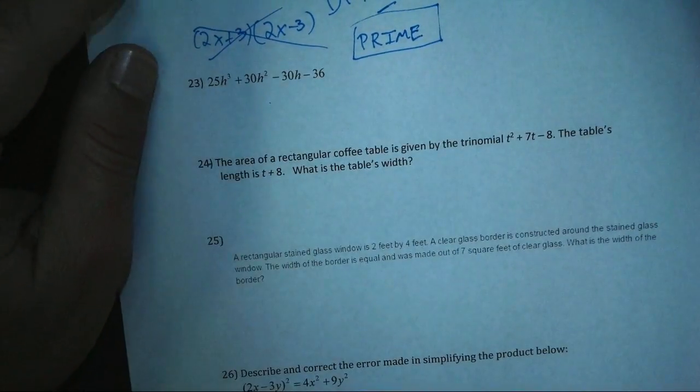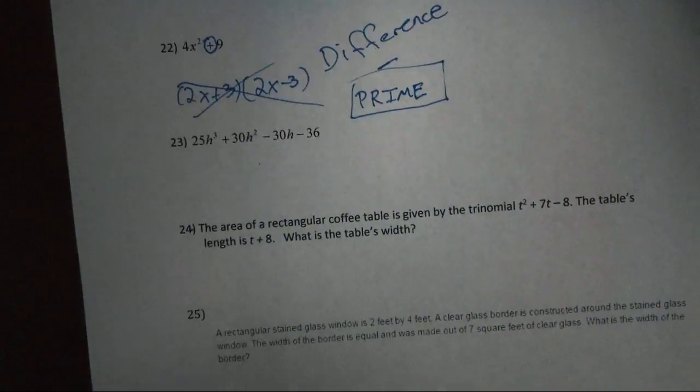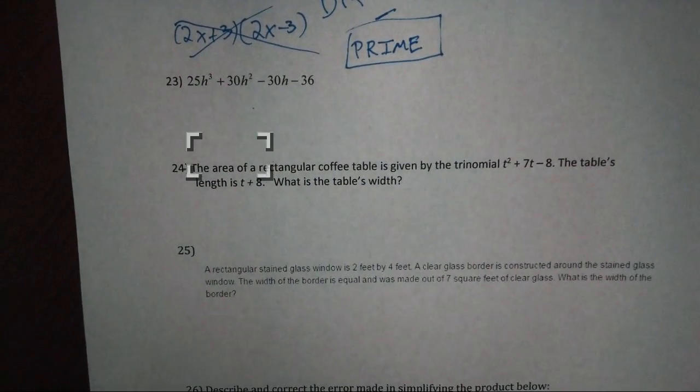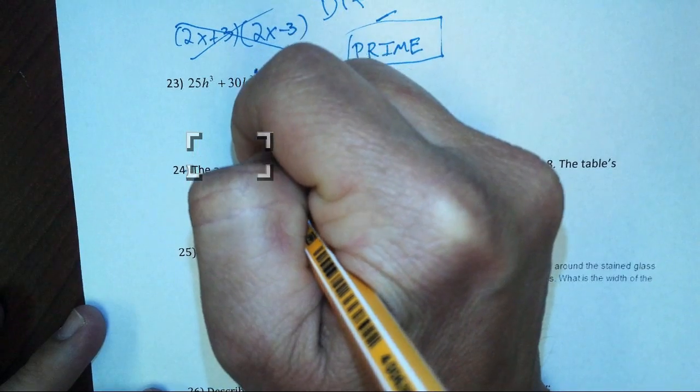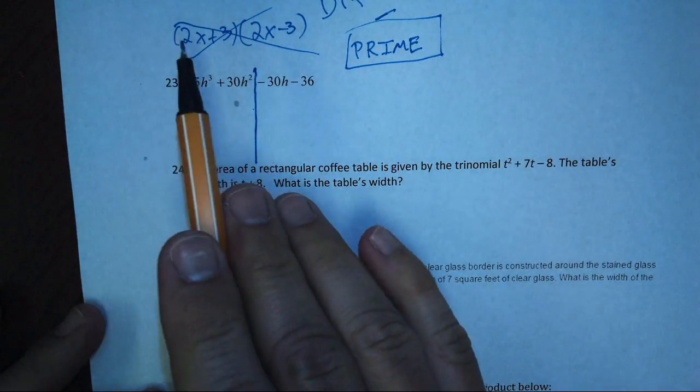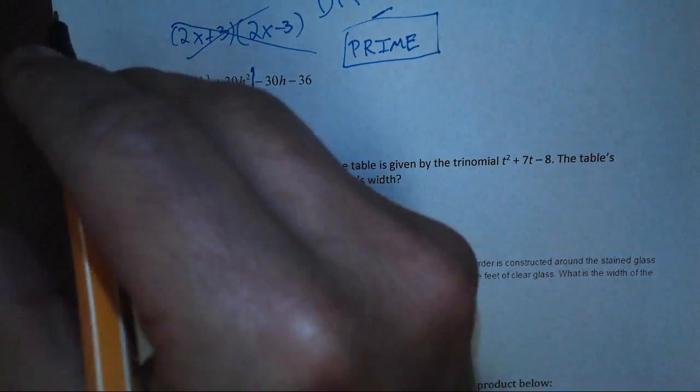So number 23 now. The first thing I see is that I've got 4 terms. So we're going to split that down the middle to do factor by grouping. So 25 and 30, we find the GCF. It's going to be a 5.